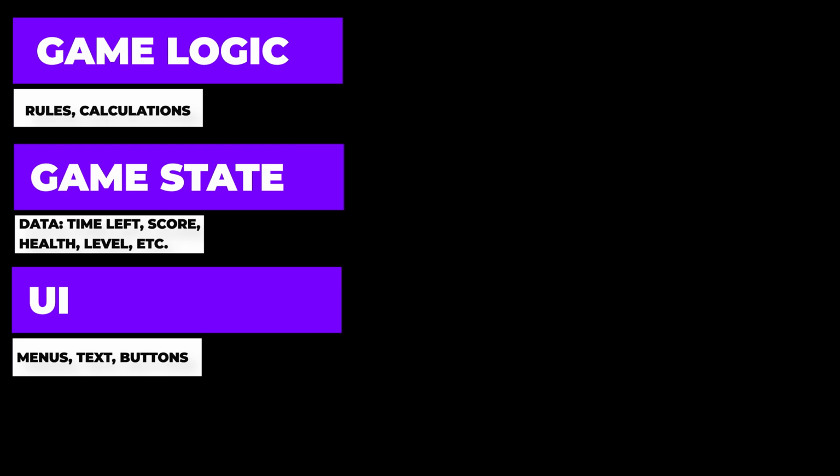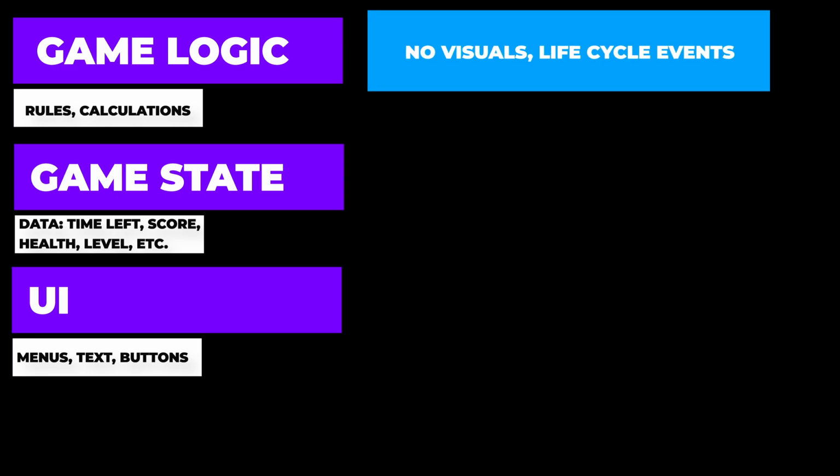And it makes sense to write code to manage each of these pieces. Let's start with the game logic. Here we're not going to have anything visual on the screen. So there's no reason for the game logic to worry about things like colors and animations.